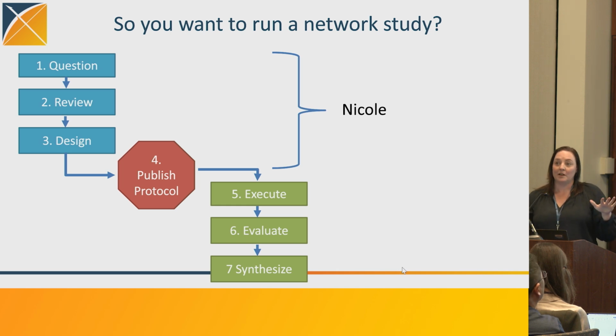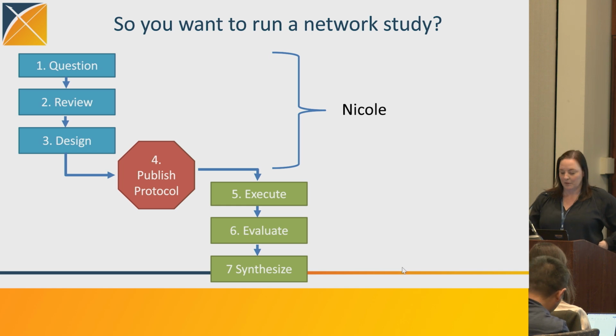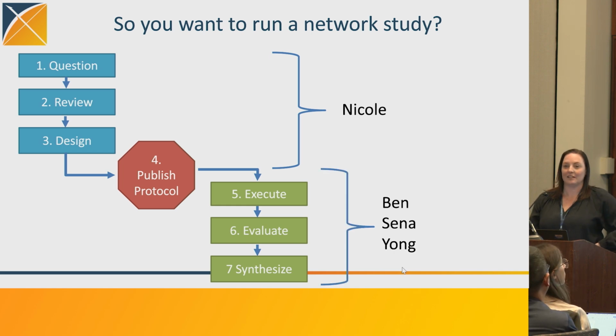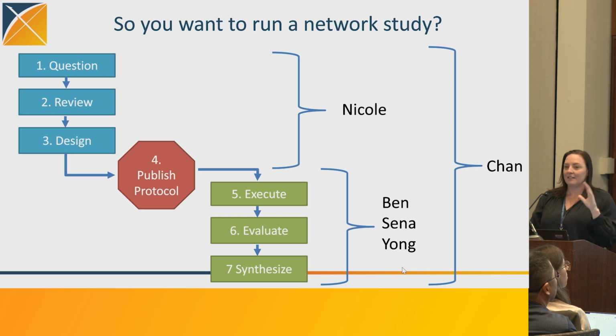So the first part is what I'm going to cover in the next 20 or 30 minutes. And then we're going to have Ben, Senna and Yong talking to us about actually implementing a network study. So first of all, we'll talk about the research question and how to develop that research question into a viable product that we might then run as a network study, and the process of doing that. And then Chen is going to give us an overview of where things can go wrong, and some of the things that we might need to think about when executing these network studies.